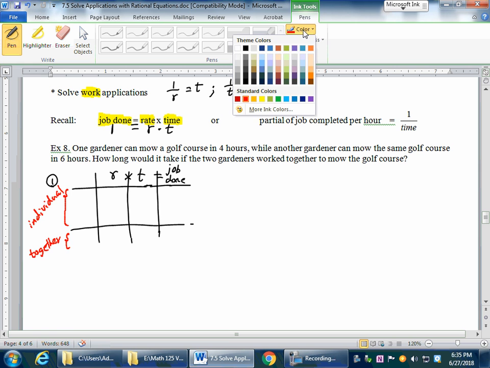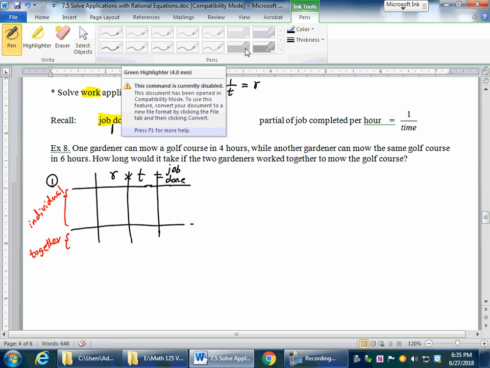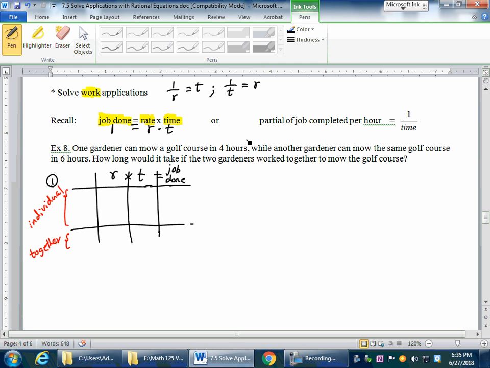So let's take a minute to read this question. One gardener can mow the golf course in 4 hours, while the other gardener can mow the same golf course in 6 hours. How long would it take if the two of them work together to mow the golf course? So we have gardener one, and then we have gardener two.